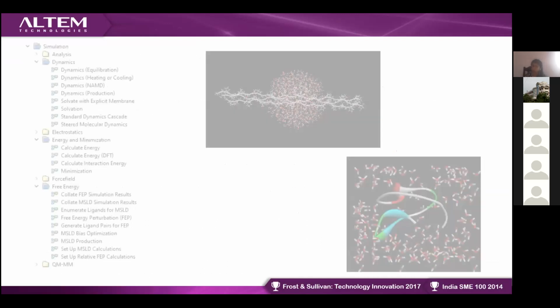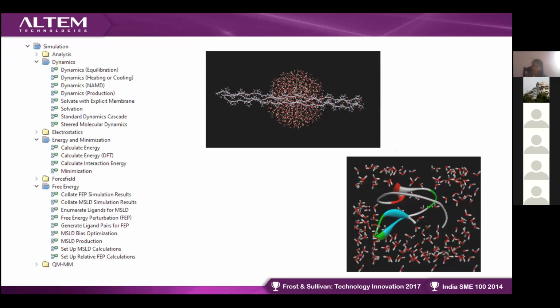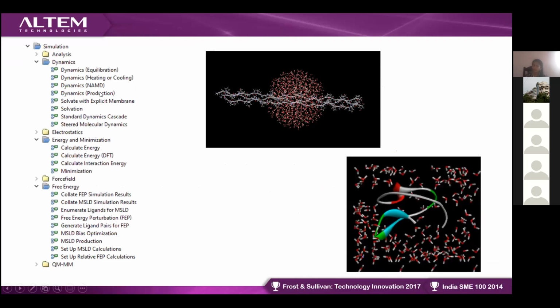So what happens in dynamics simulation? In Discovery Studio, there are some steps available. The first step in molecular dynamics simulation is equilibration. So what happens in equilibration? You will be equilibrating your system. Once you have equilibrated your system, you will go for heating or cooling based on your protein molecule. Once you have done that, then you will go for NAMD or production MD. So these are the main steps available in dynamics.